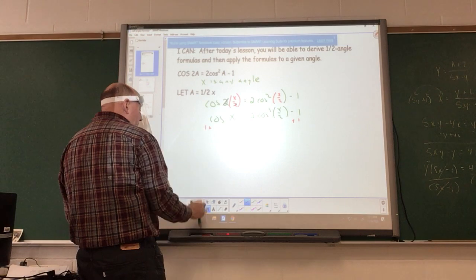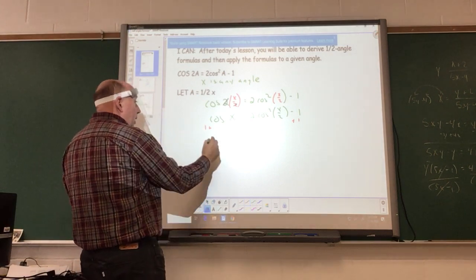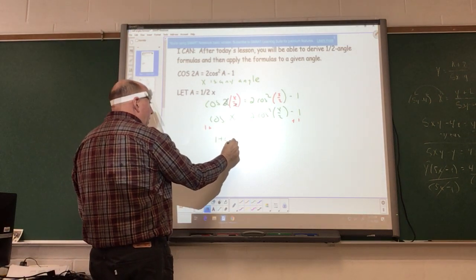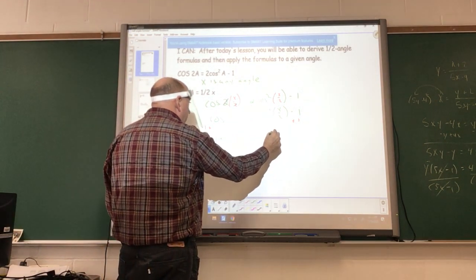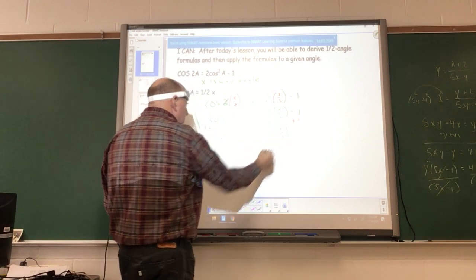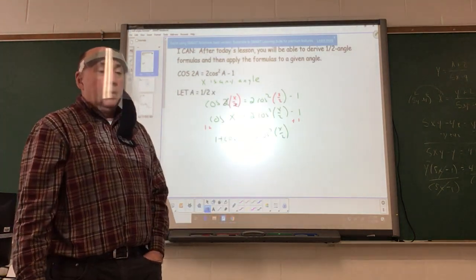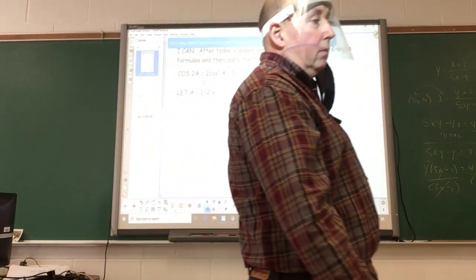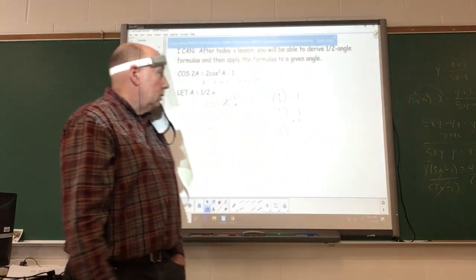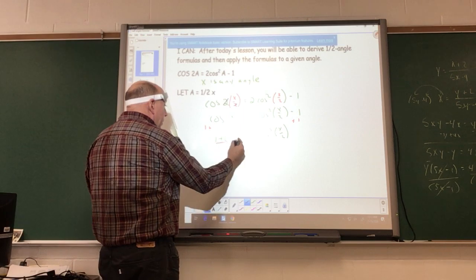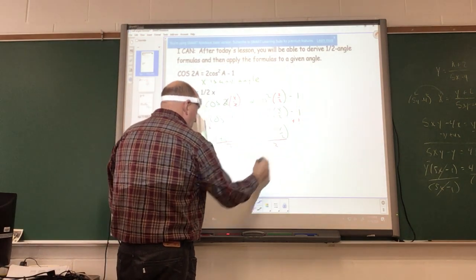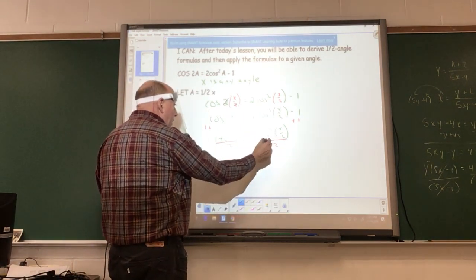Adding 1 to both sides. We have 1 plus cosine of x is equal to 2 cosine squared of x over 2. Just adding 1 to both sides. We have multiplication by 2. We can divide both sides by 2. These go away.